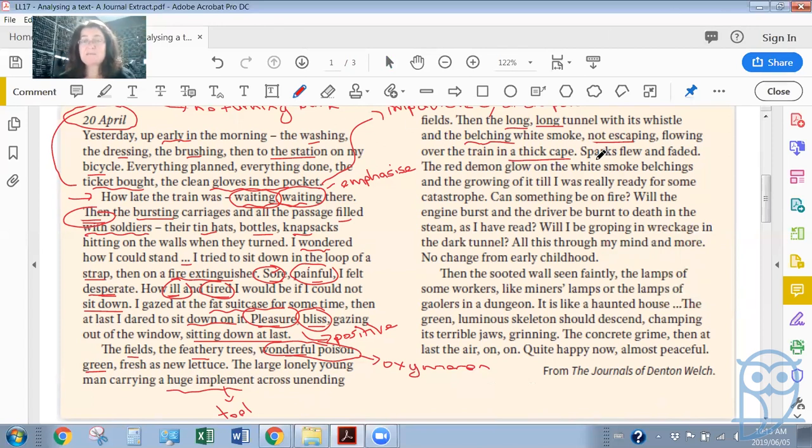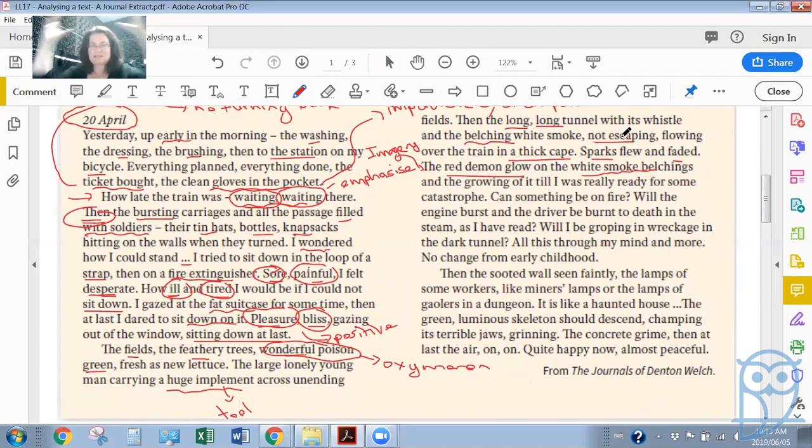And not only that, sparks flew from the railway lines. Sparks flew and faded. And now we come into more imagery, into figurative language. The red demon glow on the white smoke belchings. Okay, so there's a red demon glow on the white smoke belchings.